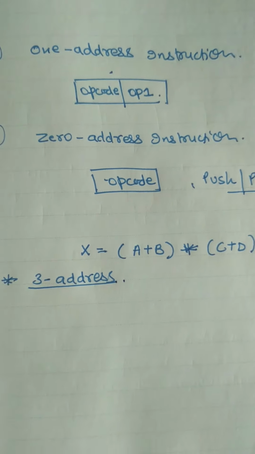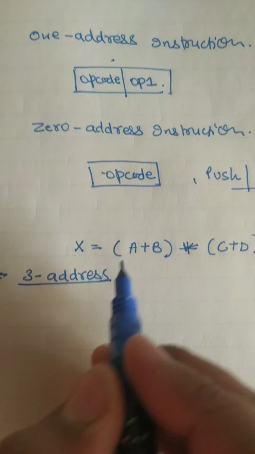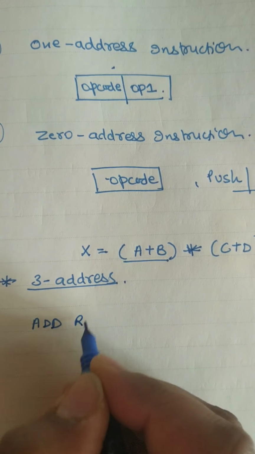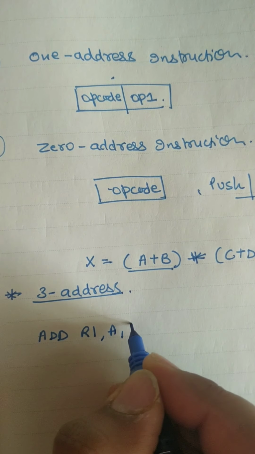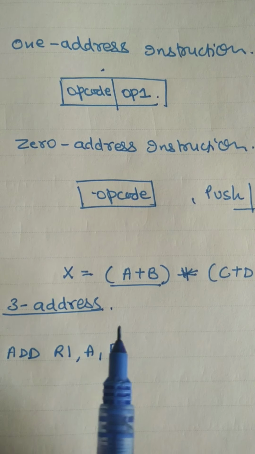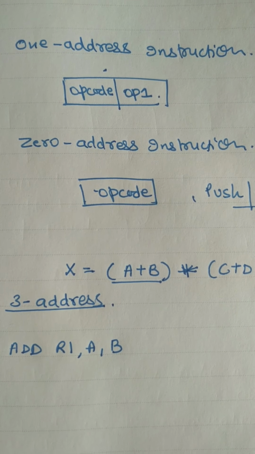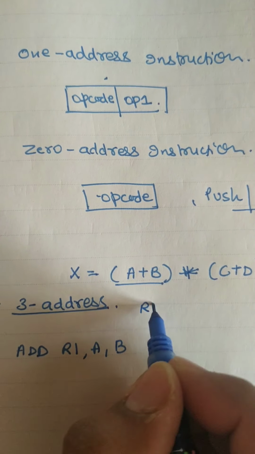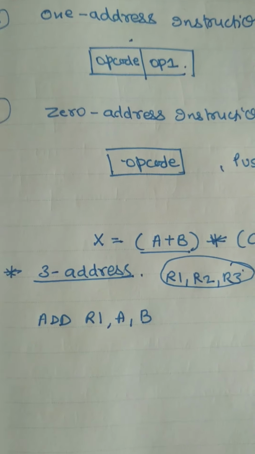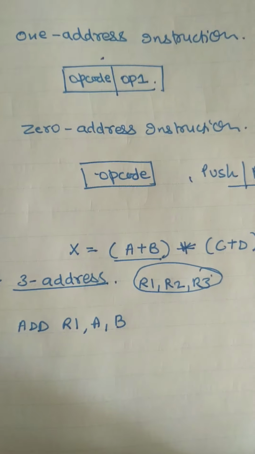If we want to represent this as a 3 address instruction, we first take this, and we will write it as ADD R1, A, B. As we know that 3 address instruction falls under the category of general register organization, in which we can use general purpose registers, and these registers are designated as R1, R2, R3 and so on.